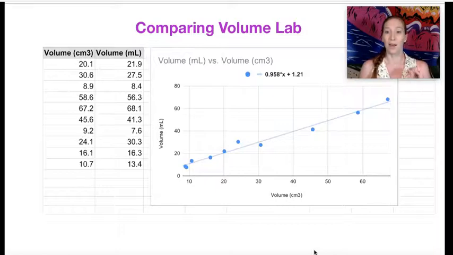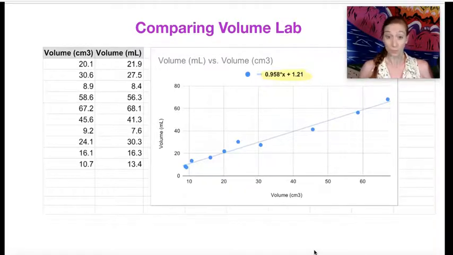Today I'm going to talk just a little bit about what we need to get from this comparing volume lab, and then we're going to add some of those things into our 3 levels diagram. So what we've got here is a scatter plot showing volume in milliliters versus volume in centimeter cubed. And we added that trend line, and the equation for our trend line is what we want to focus on for right now.